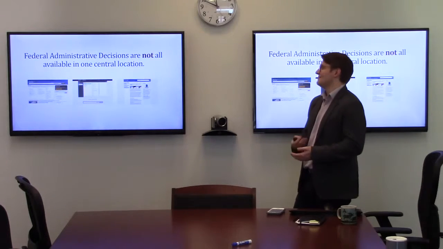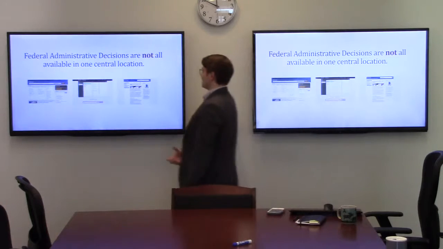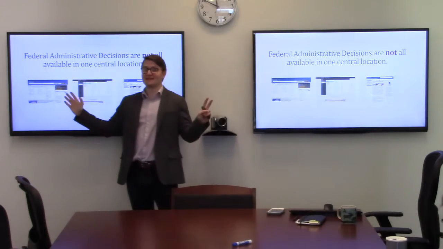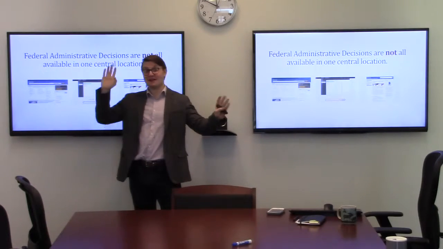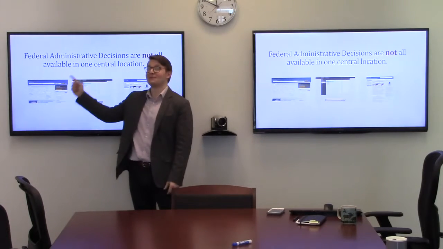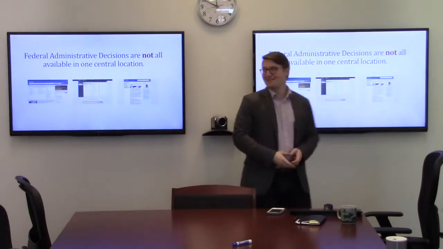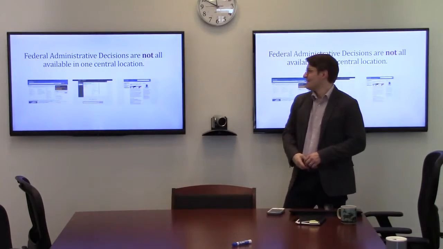Research-wise, unfortunately, federal administrative decisions are not available in one place. West and Lexus provide partial access, but it's different access, right? You might find an administrative decision on Westlaw, but not on Lexus, or you might find one that's on Lexus, but not Westlaw. Completely random, right? So you have to check both places.